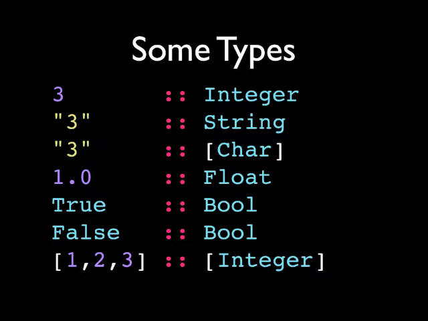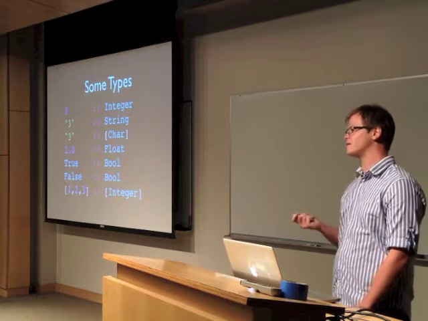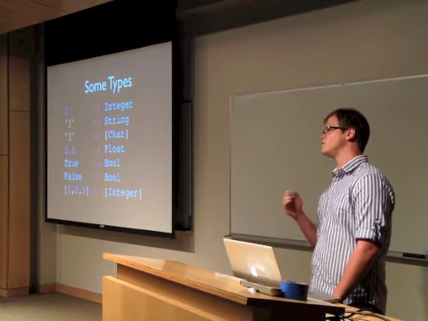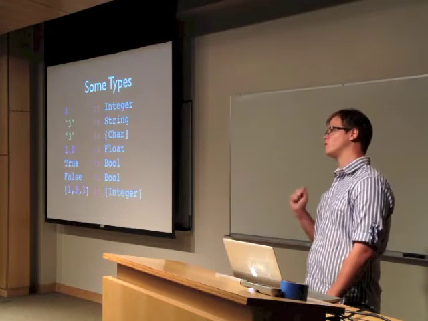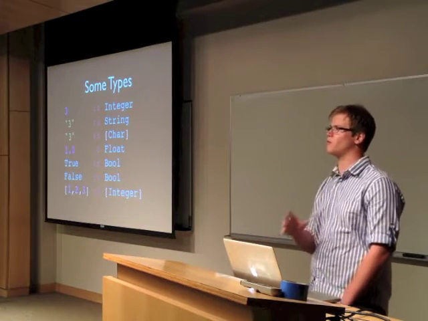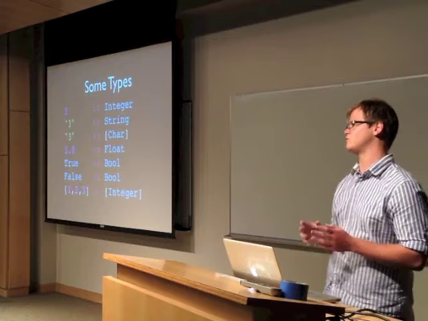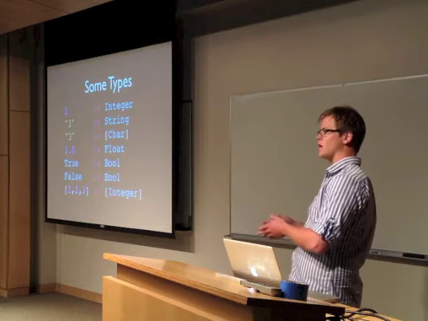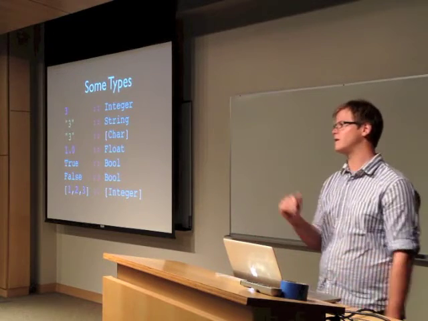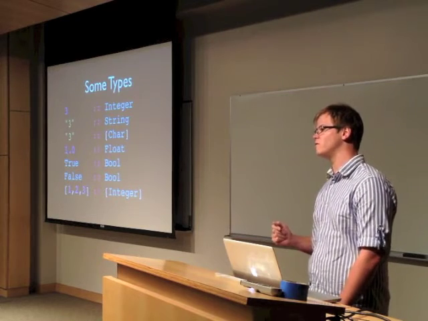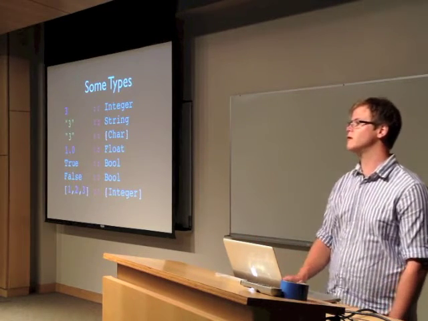Hopefully not too scary. Right, so here are some types, right? So I'm going to be using this syntax in the rest of the slides. So the way you read it, on the first one you say 3, and then the colon means is of the type, and then the type, right? So 3 is of the type integer, the string 3 is of the type string, 3 is also type list of char, right? And then you got your floats, your booleans, and then containers of other values.